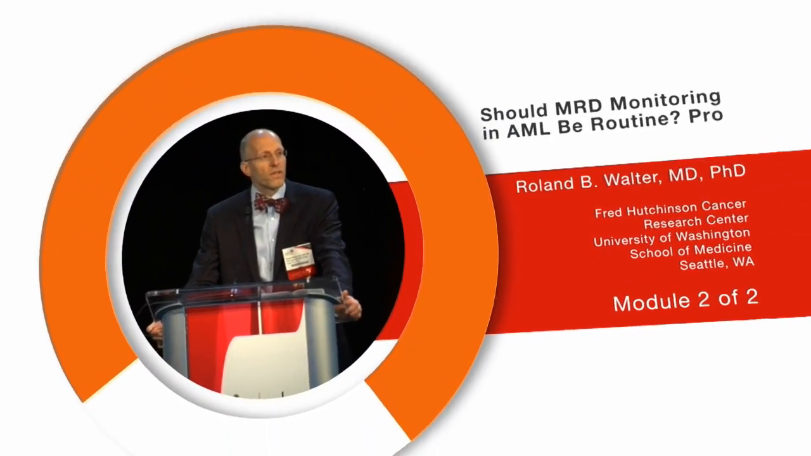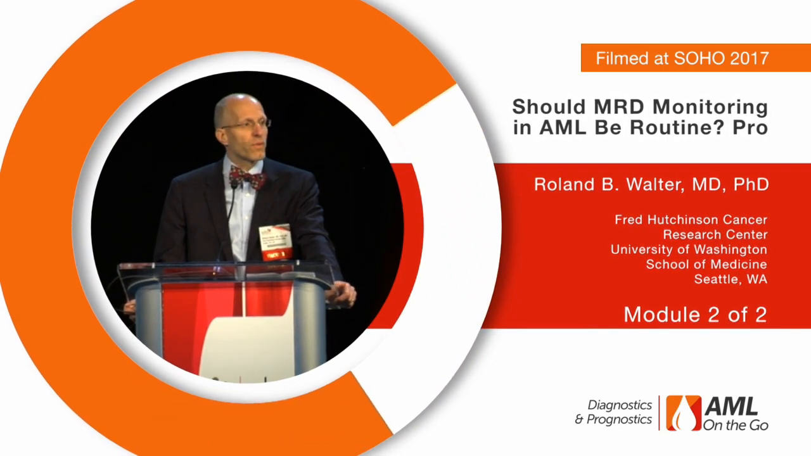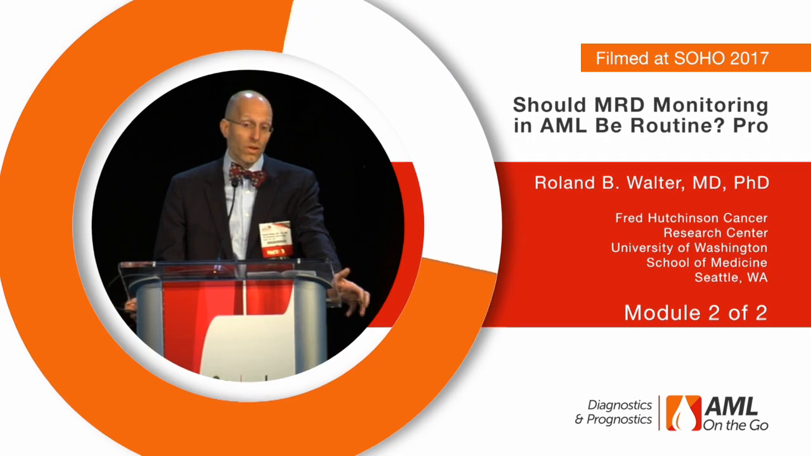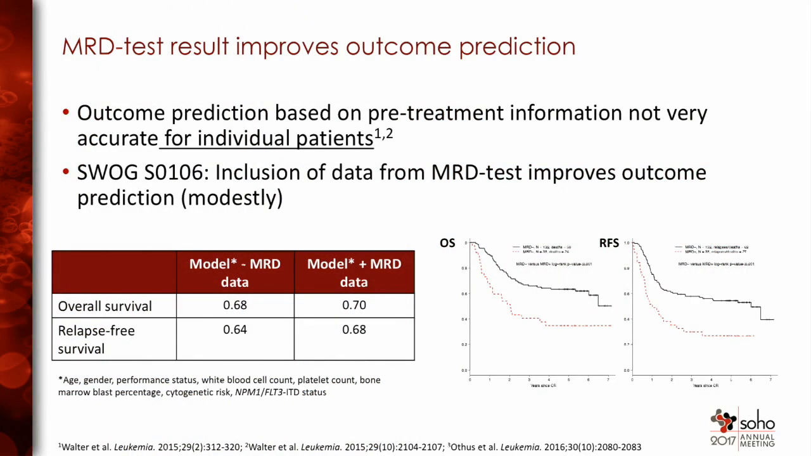Now you might say, well, this is all good, but this is for patients on the cohort level. But what about for individual patients? Because you're talking to a patient, not to a group of patients. We and others have shown that when you use pre-treatment information, in particular cytogenetic molecular data, there really is somewhat limited ability to predict relapse or survival for individual patients. So we're interested to see how much we learn more by integrating results from MRD testing into these prediction models.